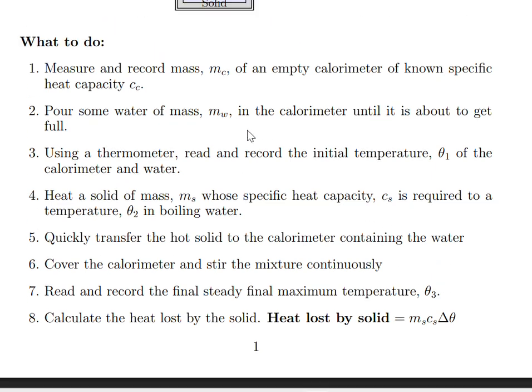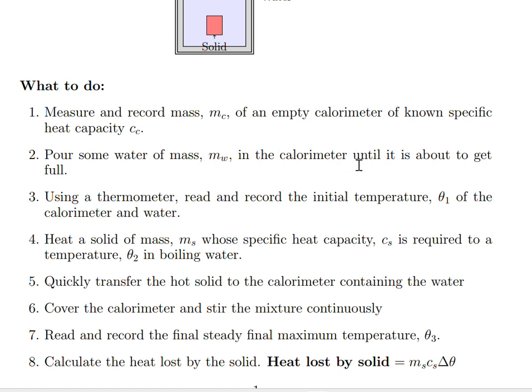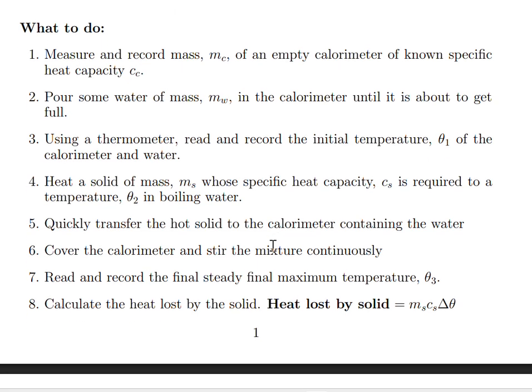Remember here at first, when we poured water in the calorimeter, we had to record the initial temperature of water and the calorimeter, which was θ1. So if you slope a little bit down here, then remember we also had to heat this solid here and it attained a higher temperature, which is θ2 in this particular case. So after quickly transferring the solid into the calorimeter that is containing water, then stirring, thereafter we shall read and record the final steady temperature of the mixture, which is going to be θ3.